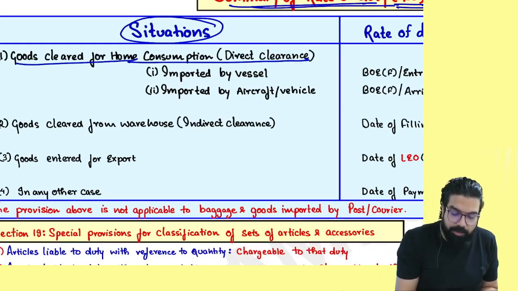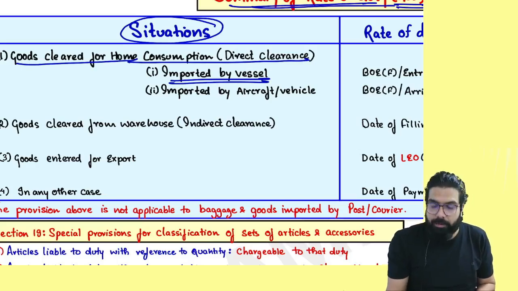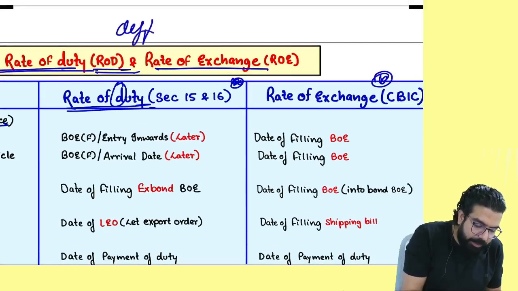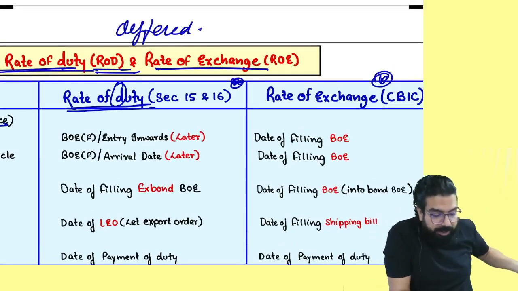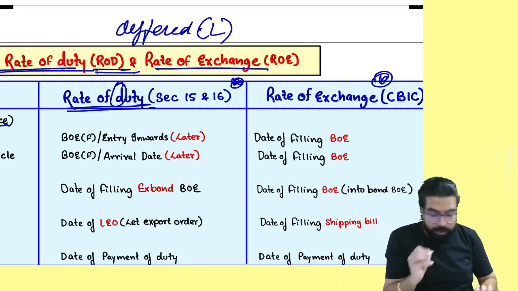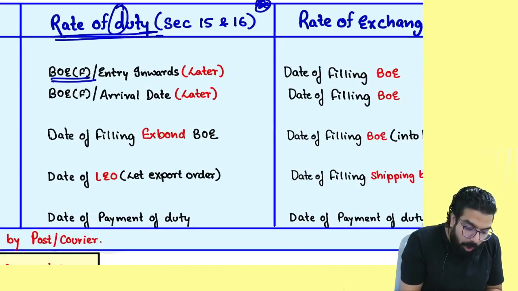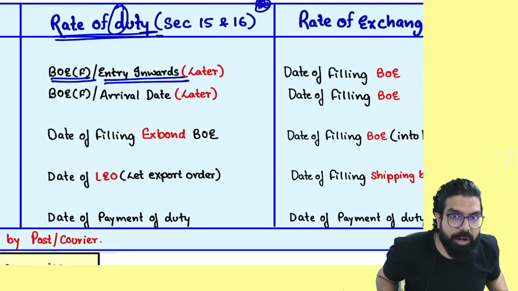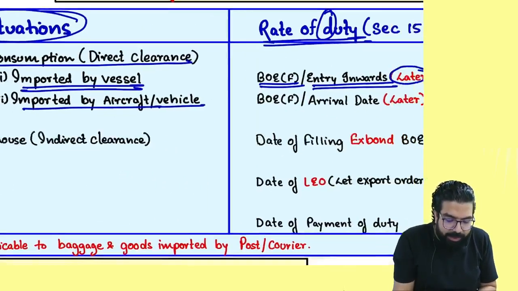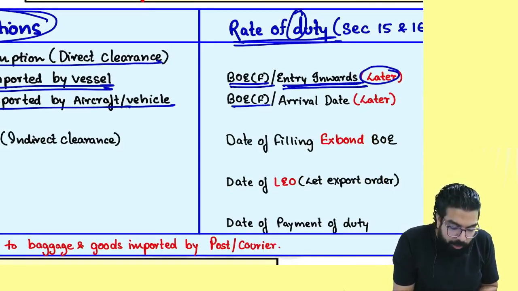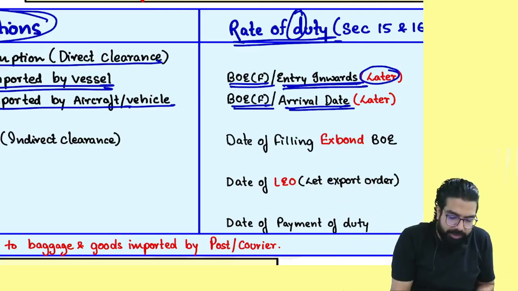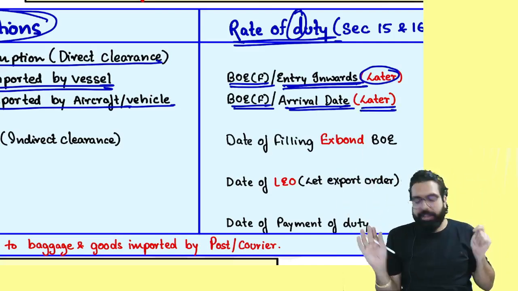If goods are cleared for home consumption, if goods are imported by vessel, take the rate of duty always. Duty, D. D means deferred. Duty is always deferred. Deferred means whichever is always later. It is the bill of entry filing date or entry inward. In case of ship, you get entry inward, whichever is later. But in case of aircraft or vehicle, you don't get entry inward, right? So it will be bill of entry filing date or arrival of the aircraft, whichever is later. Is my point clear?